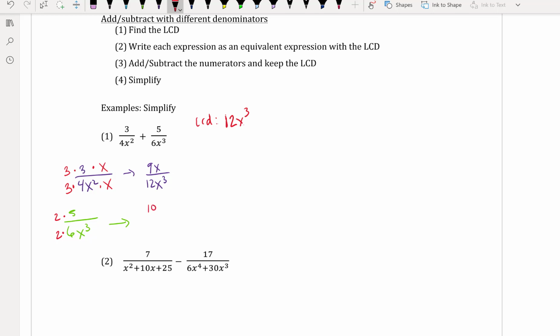I'm going to have 10. I just want to use a different color. Here we go. 10, because that's 2 times 5. And 2 times 6 is 12. So I have 12x cubed. So now I'm going to rewrite my fraction. So I have that 9x over 12x cubed plus my 10 over 12x cubed.